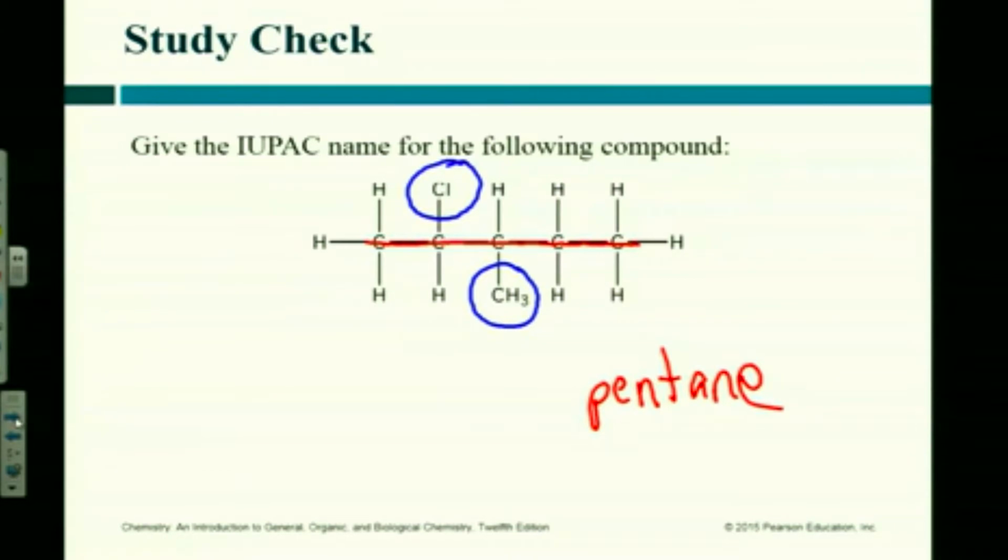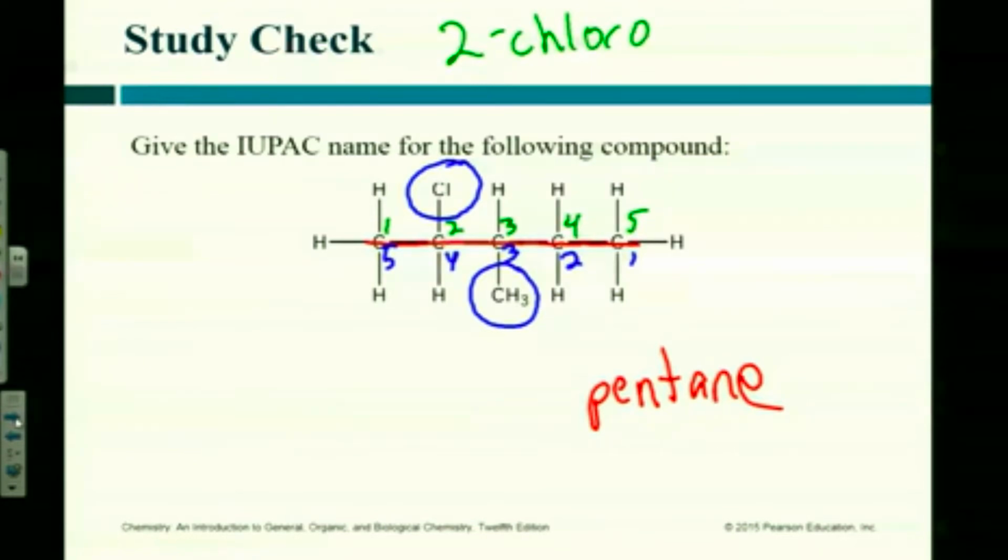Do I want to start from the right or left? If I start from the right, let's see, and I go 1, 2, 3, 4, 5. What if I start from the left and I go 1, 2, 3, 4, 5? Which end is all the stuff on? The stuff is on that side, isn't it? So I want to use my green numbers. I have a 2 chloro group, because that's chlorine, and it's on the 2 carbon. And I also have a 3 methyl group. Does everybody see why that's 2 chloro and 3 methyl?